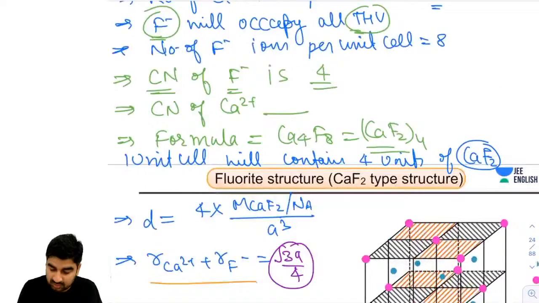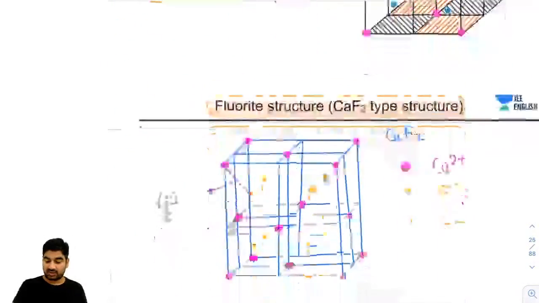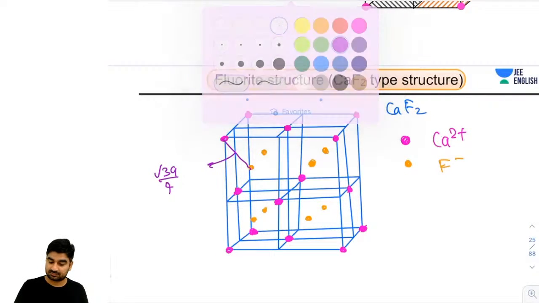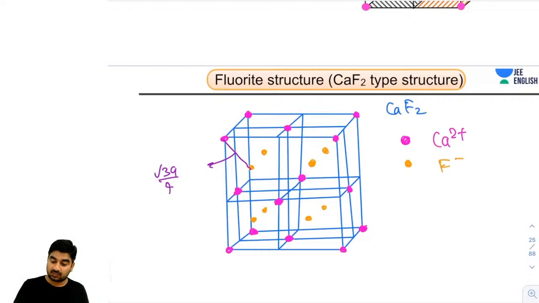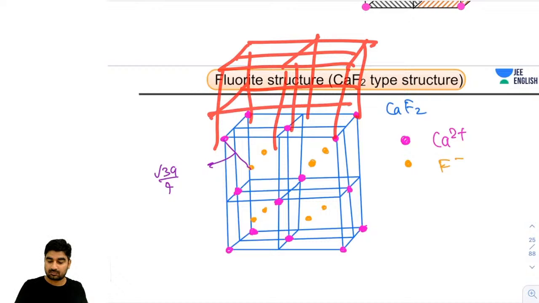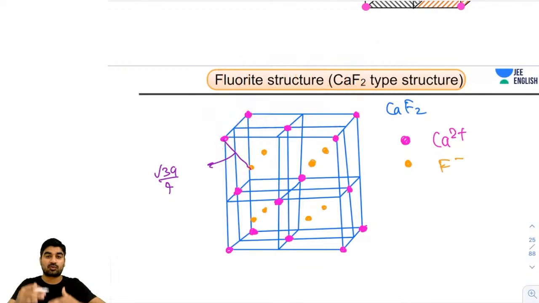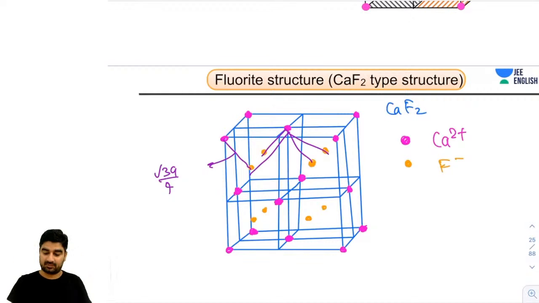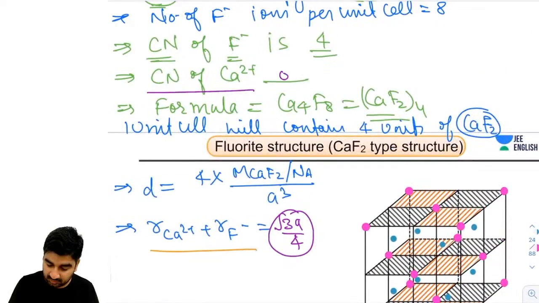Now there is one more point. What is the coordination number of Ca2+? So guys, if I'm taking this Ca2+, it is touching 4 F- below and it will be touching 4 F- above. Why? Because there will be one more cube here. It will be touching 4 below, and these 4 below you can find easily, and 4 above. So the coordination number of this will be 8.